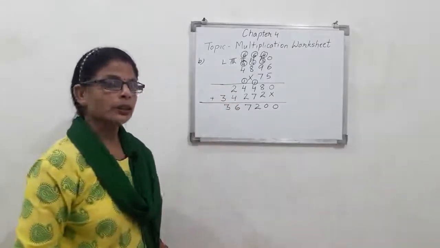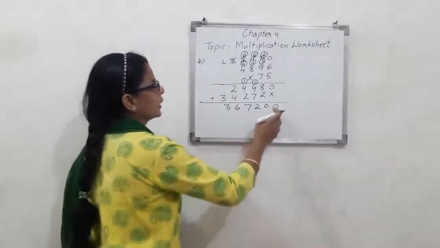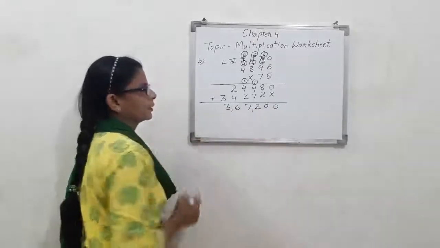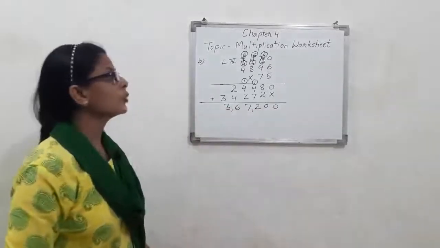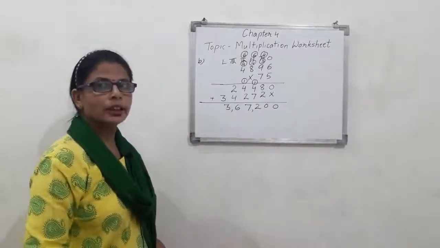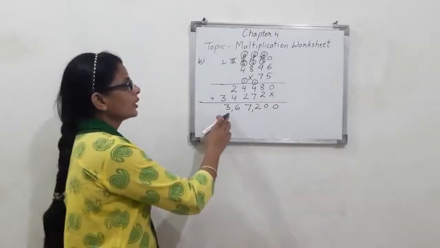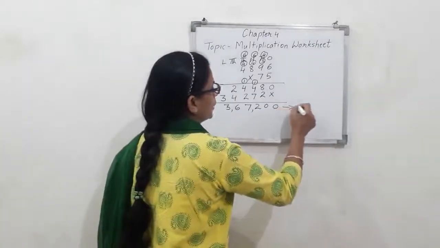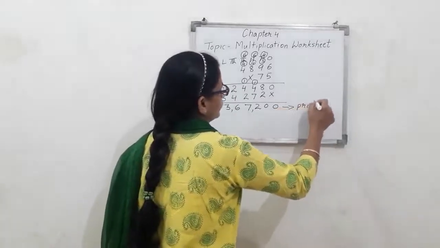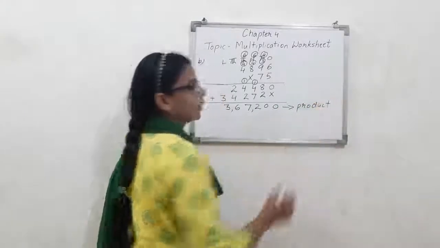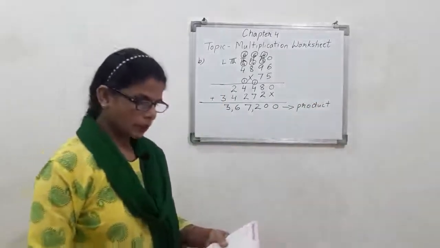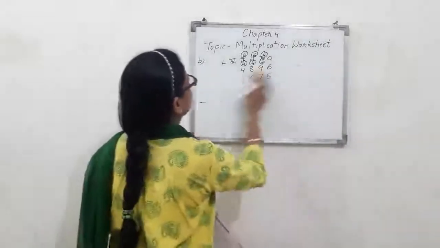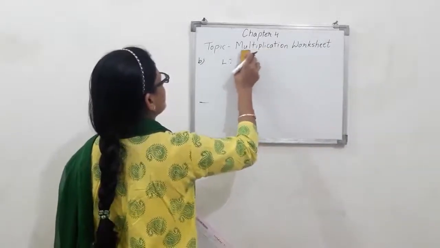Now put commas according to the places. Ones, tens, 100, 1000, 10,000, lakh. So when we multiply 4,896 by 75, the product is 3,67,200. This is the product. Clear, students? Another question. Question number C. C part now we do.